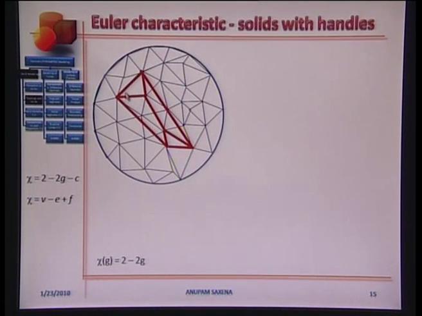We can keep performing operations very similar to what we have done here. Keep on introducing new through holes or new handles, and we can see that the result can be generalized. Each time I generate a hole like so, I decrement the Euler characteristic by 2. Effectively, for g number of through holes, or for g number of handles that I have introduced, I would decrement the Euler characteristic by 2 times g.